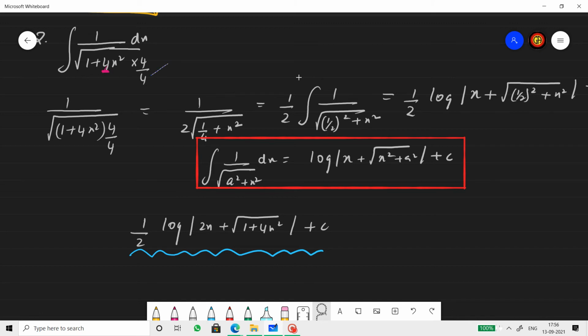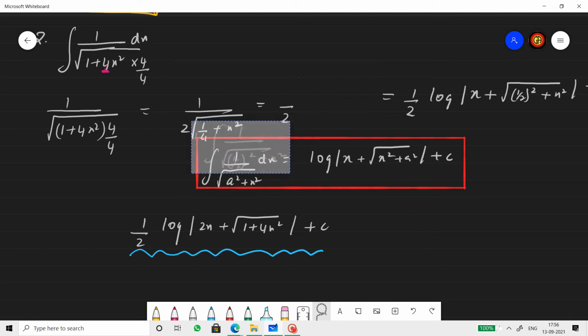So we multiply and divide by 4 inside the root. Please keep in mind that we are multiplying and dividing inside the root like this. So the by 4 will get divided here. The into 4 will come out as 2. Then it will be root over 1 by 4 plus x square. 1 by 4 can be written as 1 by 2 the whole square. Now this is in the form of 1 by root over x square plus a square, which is this.